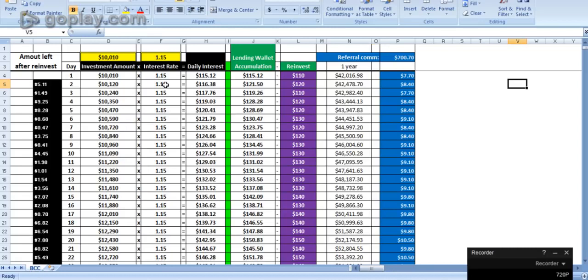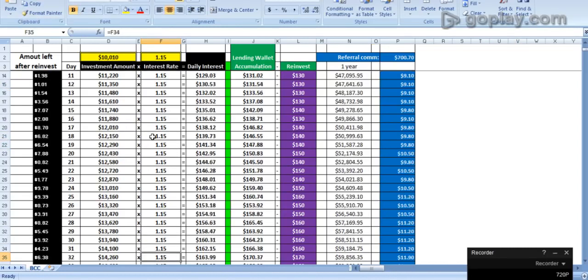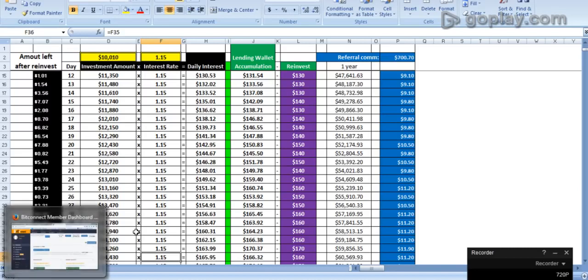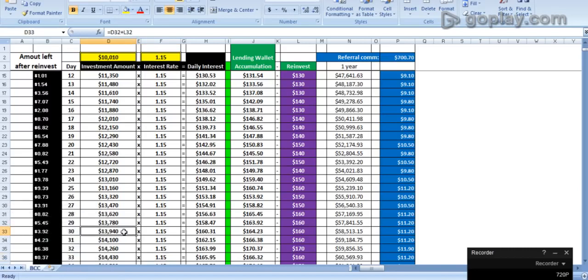After just 1 month, 30 days, your $10,000 is already $13,940, and you're making $160.31 every day. Now, like I said, these get big quick. After 2 months, your $10,010 is now $19,640, and you're getting payments of $225.86 every day already.